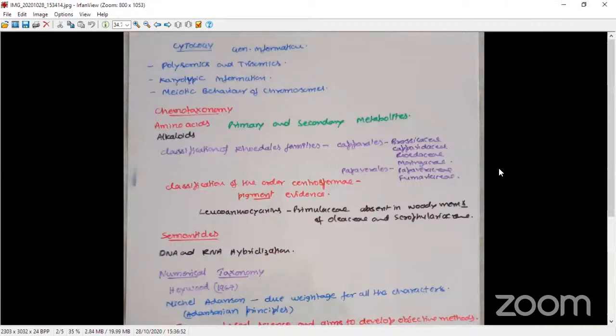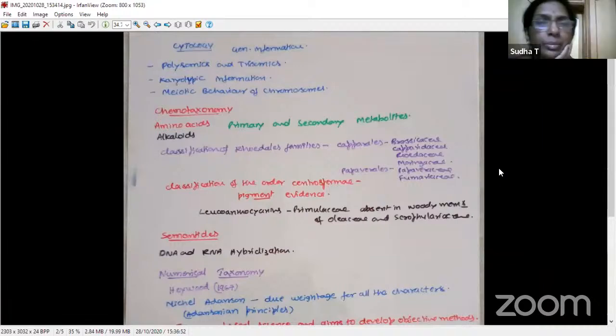Okay, so quickly we can look into the cytology part. I hope you know what cytology is. Here it is the chromosomal study. The cells have the nucleus, and there is the chromatin reticulum, which forms into a chromosome. The use of chromosomes in the study of taxonomy is the role of cytology in taxonomy.